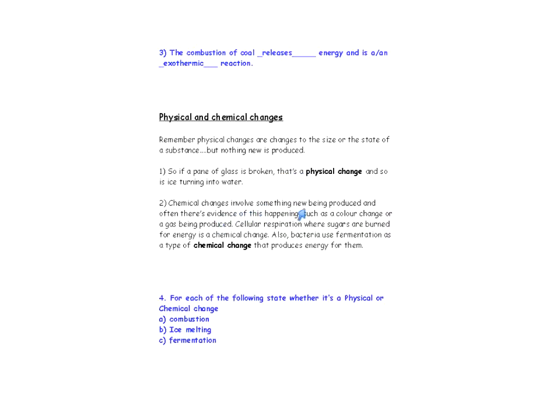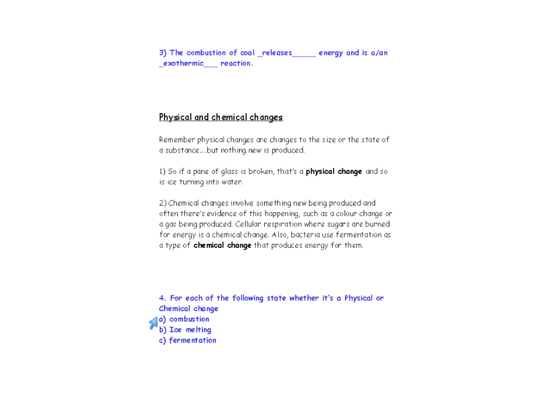Whereas chemical changes involve something new being produced, and you can sense that something new by a color change or maybe a gas being produced. So examples of chemical changes are cellular respiration, where sugars are burned by cells, right? Another thing is bacteria use fermentation, right? That's another kind of chemical change. And that for them produces energy. So they do that just like humans use cellular respiration. So see if you can classify each one of these as either a physical or chemical change.